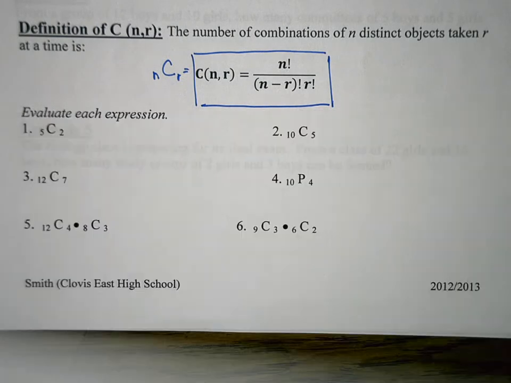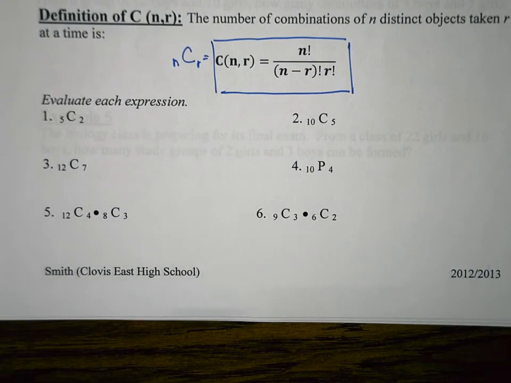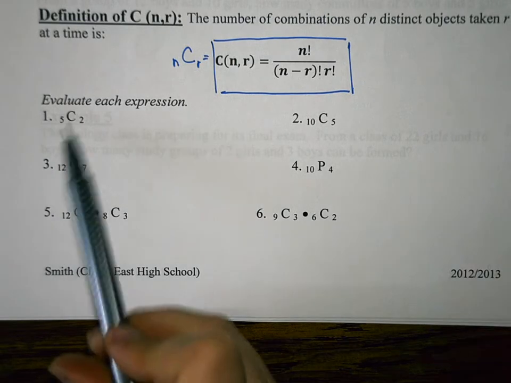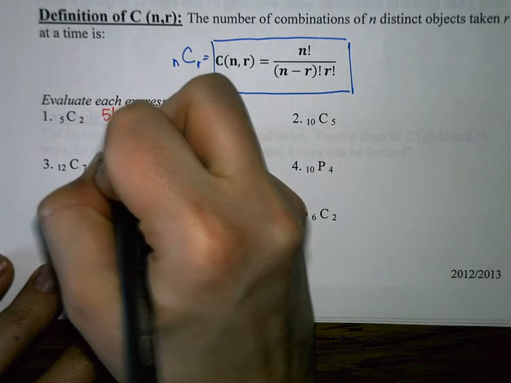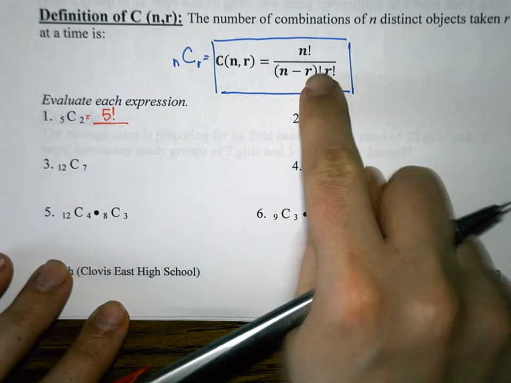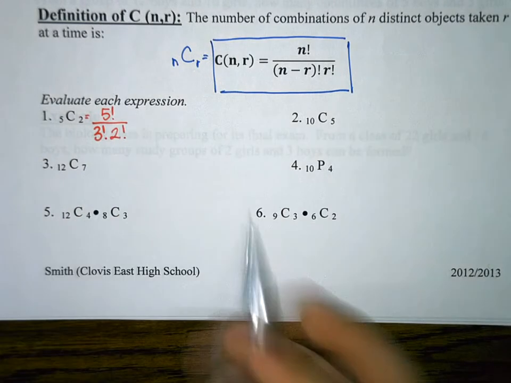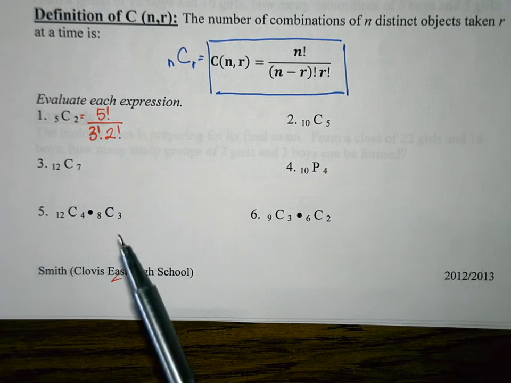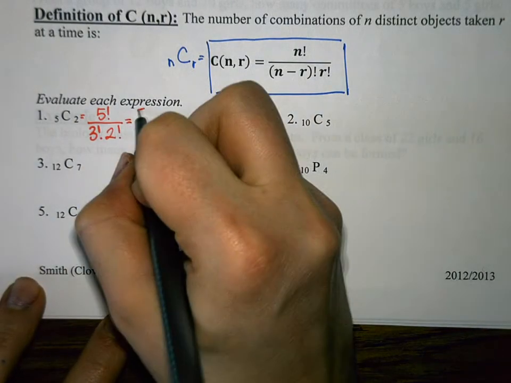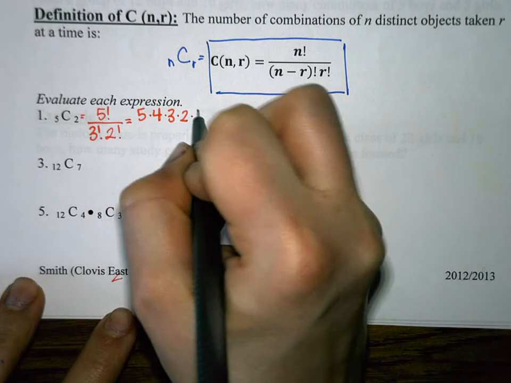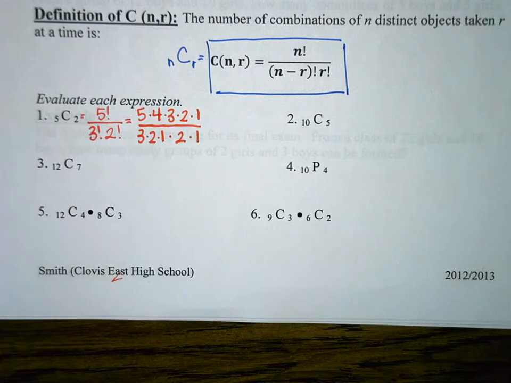So let's do some examples. Number 1 is 5 combination 2. So we are going to plug in 5 factorial over n minus r. So 5 minus 2 is 3 factorial times r factorial, which is 2. So if you notice, my 3 factorial and my 2 factorial should add up to the top, which is 5. So that's going to be 5 times 4 times 3 times 2 times 1, all over 3 times 2 times 1 times 2 times 1.